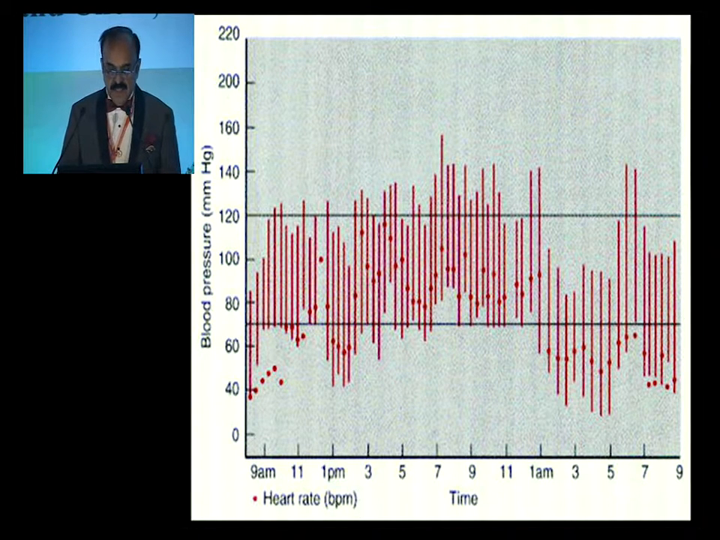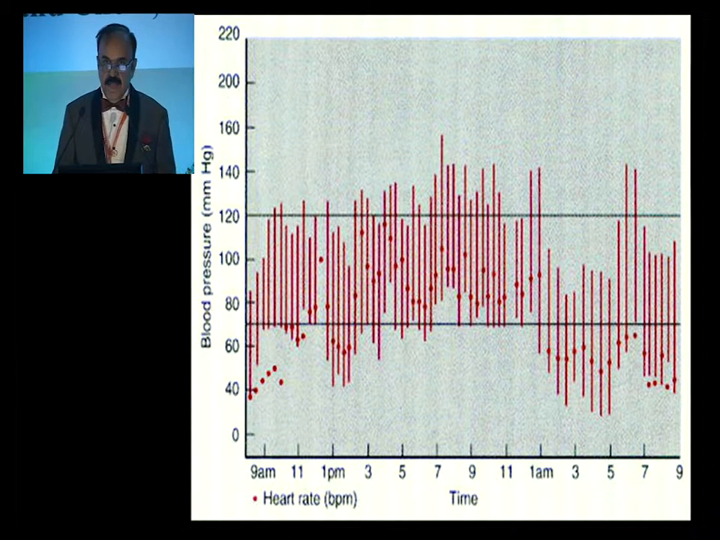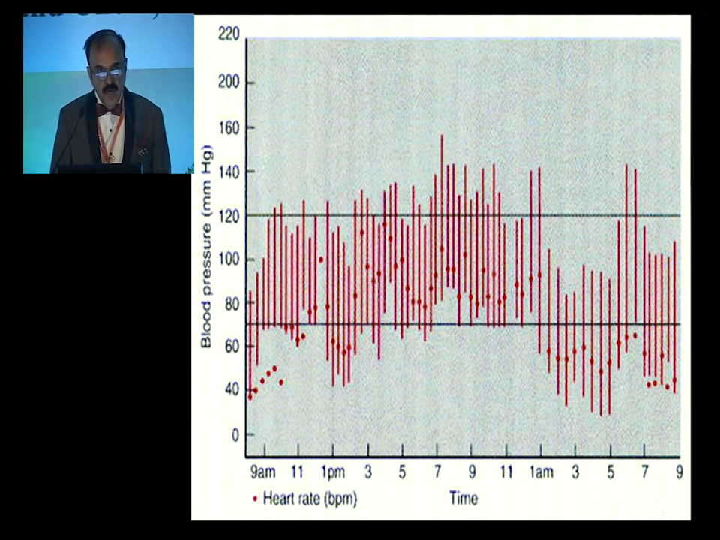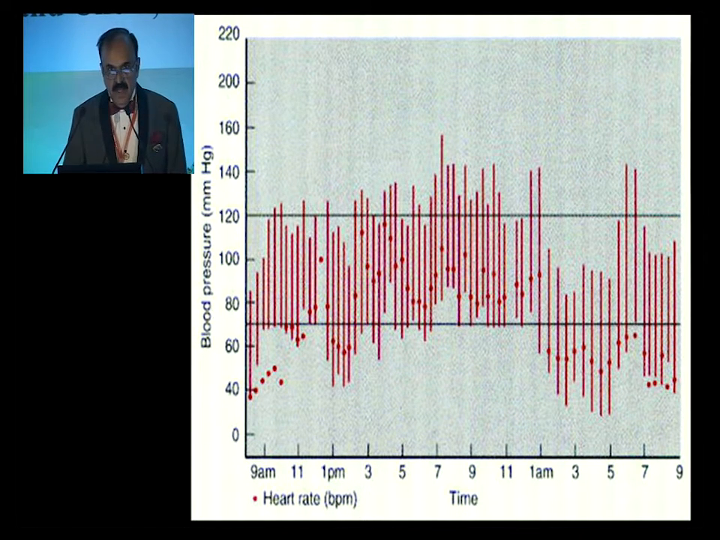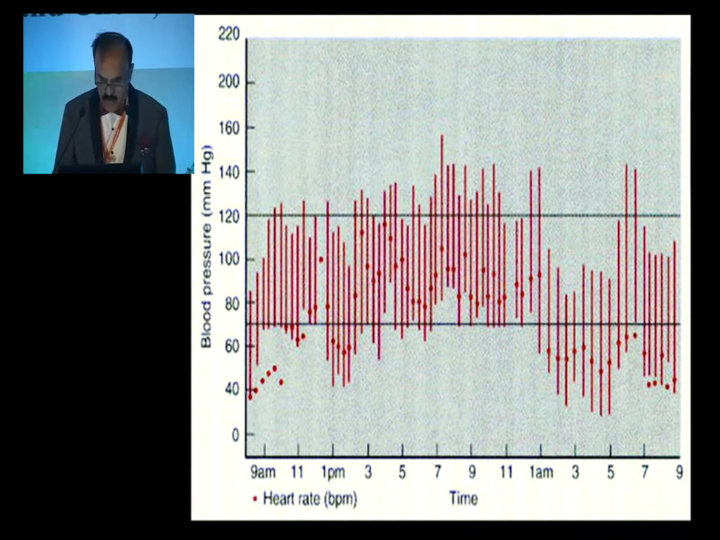This is the normal circadian rhythm. For any hypertension in diabetes, and even ordinary people who have hypertension without diabetes, I would suggest that at least once in their checkup, they should undergo ambulatory blood pressure monitoring. Most physicians don't advise it, but if you do ambulatory blood pressure monitoring, you will know certain features.